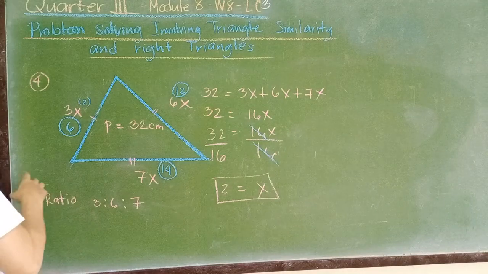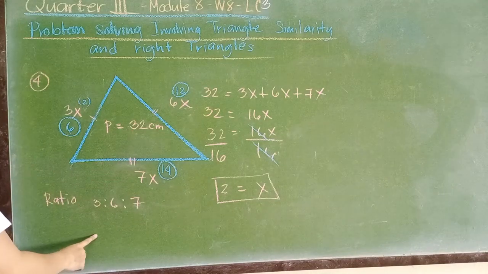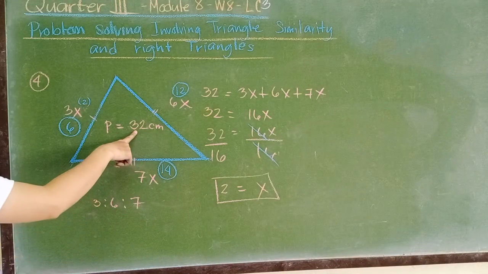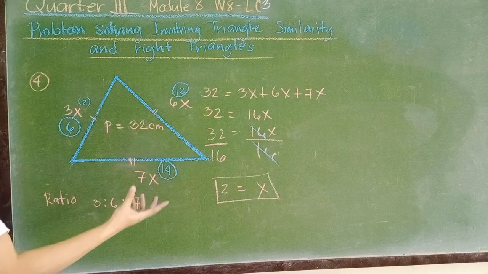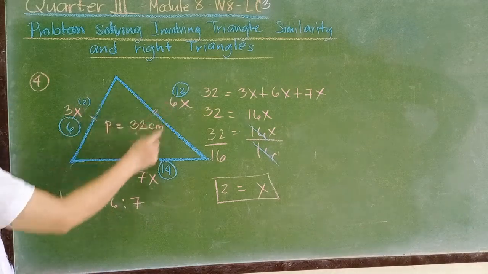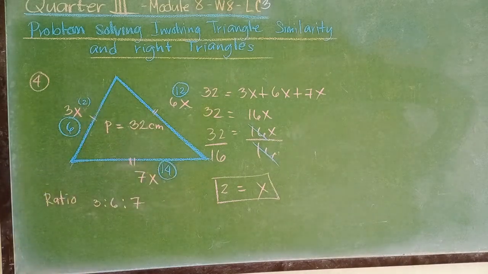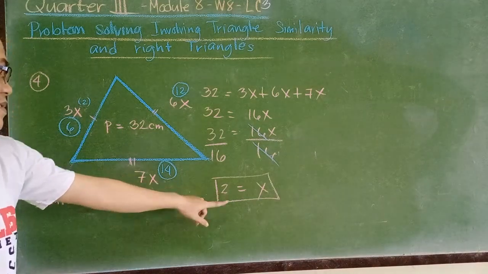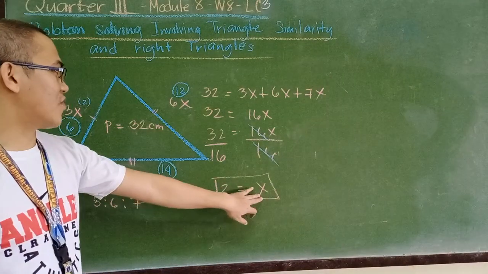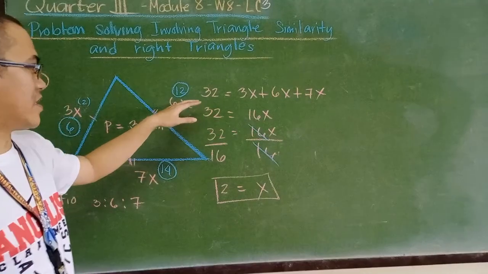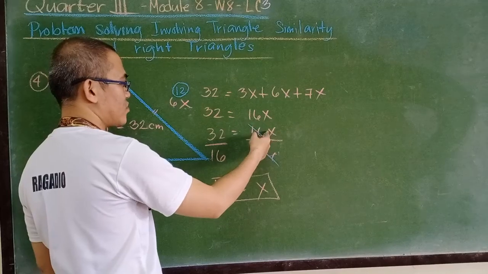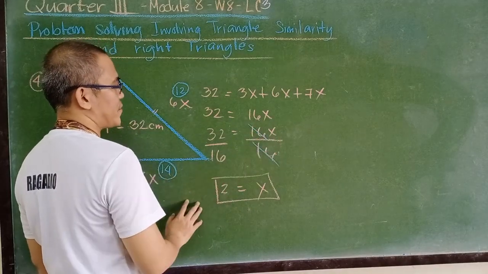So, most of the time, madalas, ganyan lang ginagawa. Pag alam yung ratio, tapos yung perimeter, i-add mo lang yung ratio, tapos i-divide mo sa perimeter mo. Yung quotient na makukuha, i-multiply mo dito sa mga ratio. Makukuha mo na yung actual sides nila. So yung 6 nakuha sa 3 times 2. Yung 2 nakuha dito sa value ng x. Yung value ng x nakuha dito sa pag-add ng mga ratio. Kung ano yung value na kasama ng x, yun ang gagamitin na divisor.